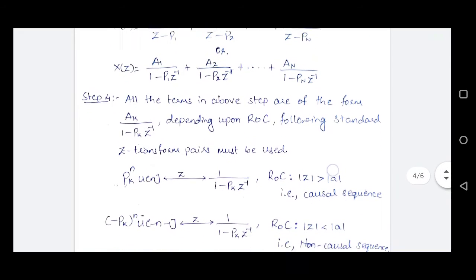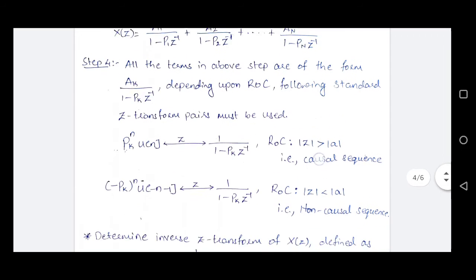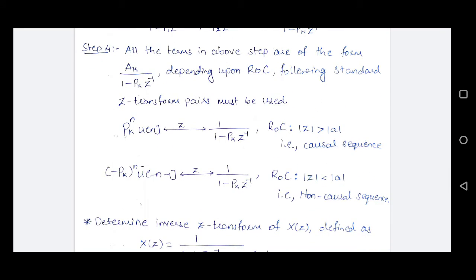Now depending upon the region of convergence for the given z transform, the following standard z transform pair must be used. We have done both of these examples earlier. So for a right-sided sequence defined as p_k to the power n u[n], its z transform will be of the form 1 divided by 1 minus p_k z inverse, for the region of convergence mod of z greater than mod of a, for the causal sequence. A causal sequence is nothing but a right-sided sequence.